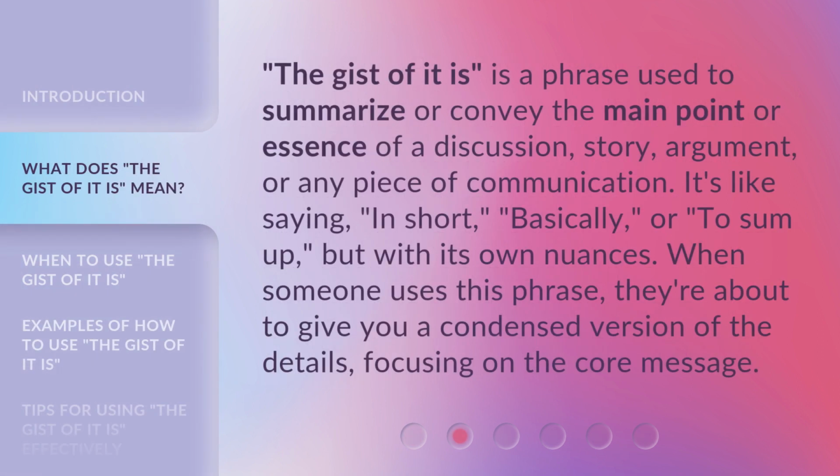"The gist of it is" is a phrase used to summarize or convey the main point or essence of a discussion, story, argument, or any piece of communication. It's like saying "in short," "basically," or "to sum up," but with its own nuances. When someone uses this phrase, they're about to give you a condensed version of the details, focusing on the core message.